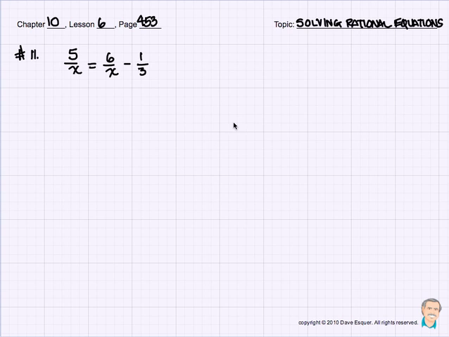I think we're going to be able to figure out pretty quickly that our least common multiple for this has to be 3x. So we've got to have the denominators all be exactly the same. So we have 5 over x is equal to 6 over x minus 1 over 3. And we're going to have to multiply these by something. We need to multiply this one by 3 over 3, this one by 3 over 3, and this term by x over x. That gives us our least common multiples of 3x, 3x, and 3x.